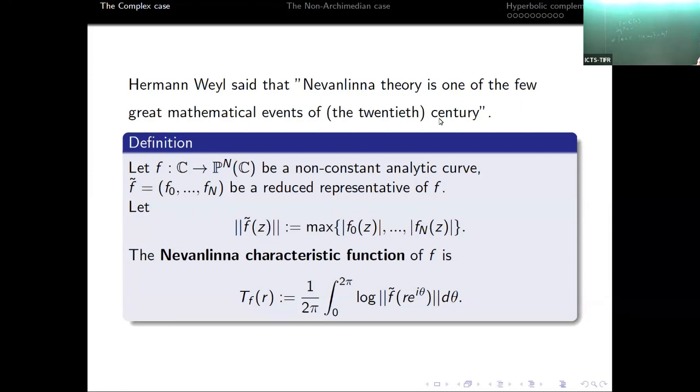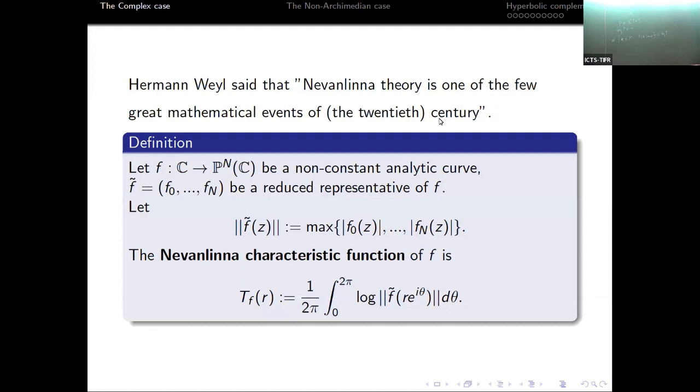So what happened for people in analytic topics? They also want to find some function that represents something like the degree function. That is the topic of Nevanlinna theory. Hoai said that Nevanlinna theory is one of the few great mathematical achievements of the century. It is very beautiful because it has many applications and it starts from very few elementary functions. So we will tell you what is going on.